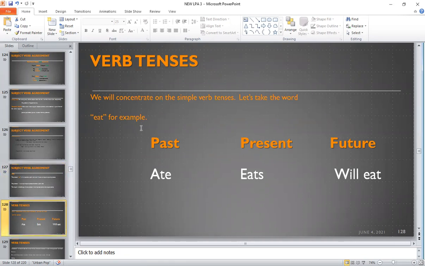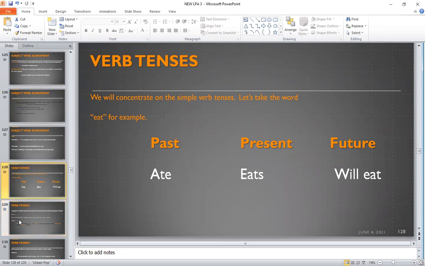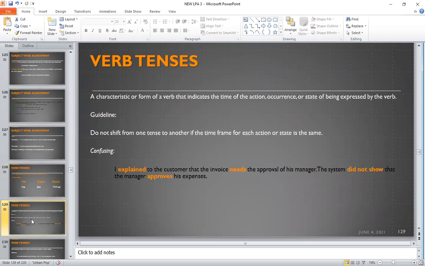Verb tenses. Past is ate, present eats, future will eat. A verb tense is a characteristic or form of a verb that indicates the time of the action, occurrence, or state of being expressed by the verb. So, the guideline: do not shift from one tense to another if the time frame for each action or state is the same.